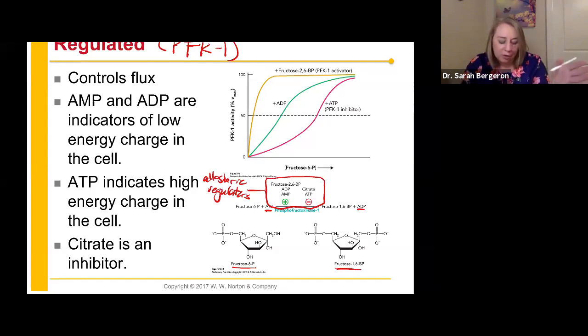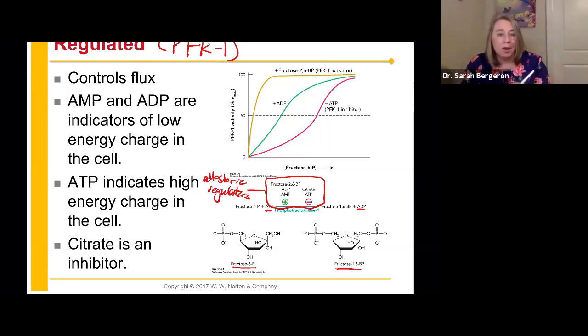So the activators are fructose 2,6-bisphosphate. This is a metabolite that controls carb metabolism. And remember we said there are a lot of connections with different pathways. This is one of them. And we haven't talked about carbohydrate metabolism yet, so you just have to know it comes from there. And then AMP and ADP.